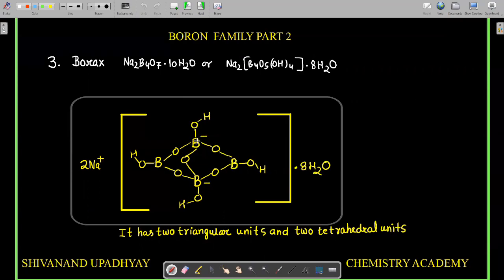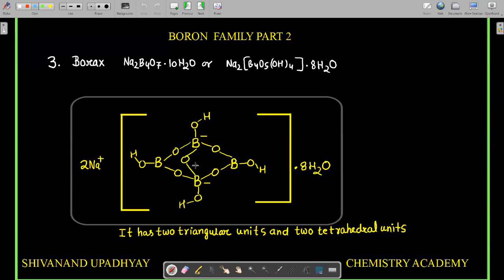And either I will take these 2 or I will take these 2, there is another B-O-B bond. So 5 B-O-B bonds are there. Now you can see here that this boron atom is only making 3 bonds, right? So its hybridization will be sp2. So this is a triangular unit, but this boron atom is making 4 bonds, so it is a tetrahedral unit. So in case of borax, the anion has 2 tetrahedral units and 2 triangular units.